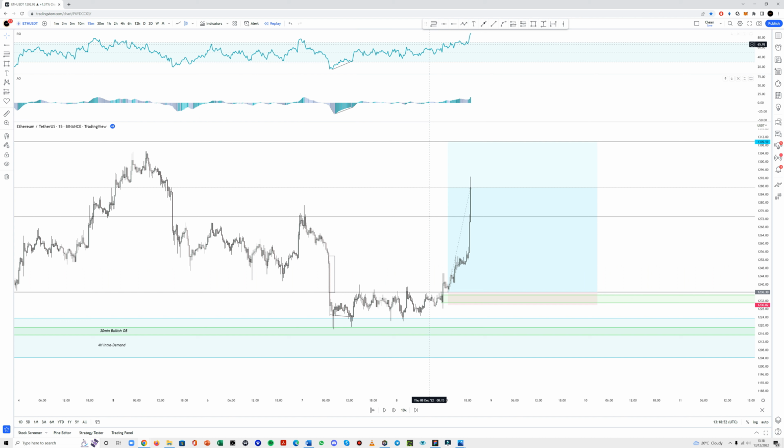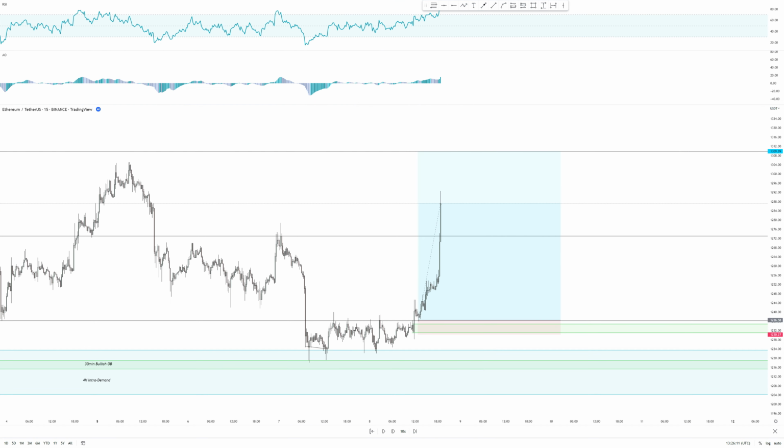If there was, say, a pocket of supply in here, then I would be far less likely to take that entry, okay? That second entry that I took on the deviation. So anyway, back to the trade.